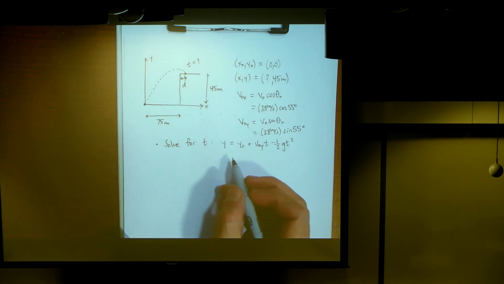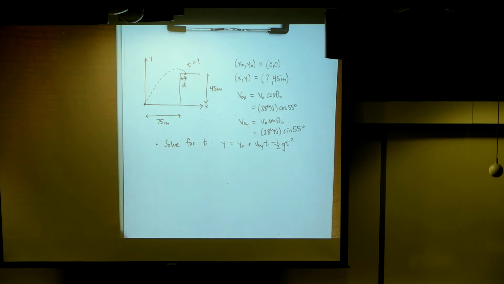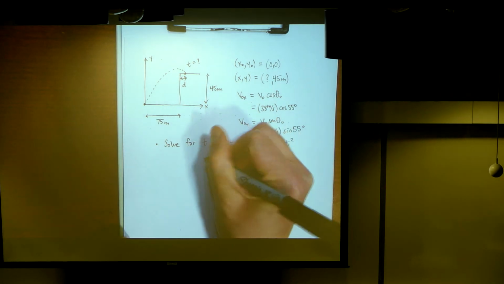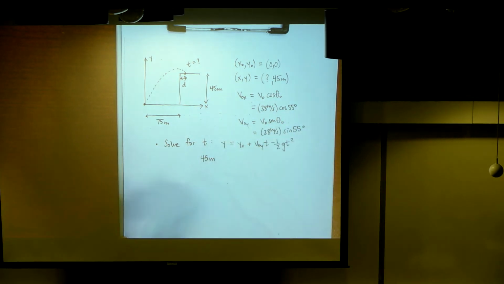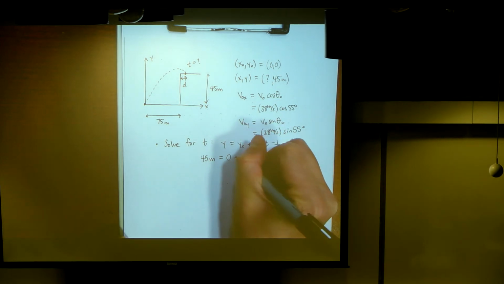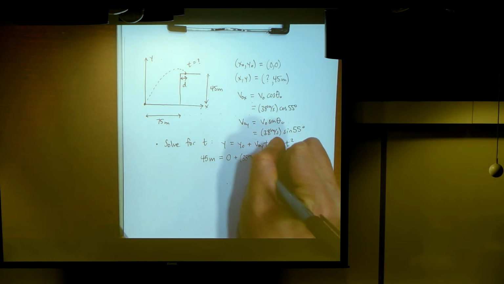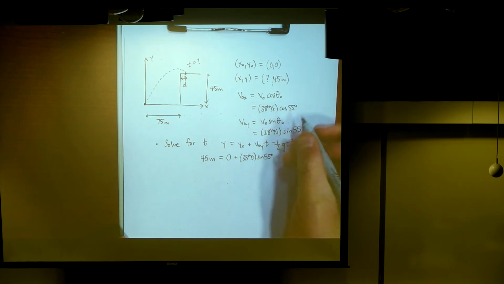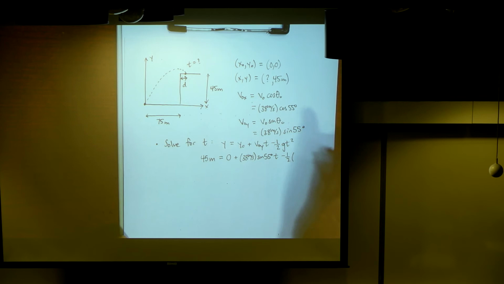So, all right, if we're going to go this route, tell me each variable, what the value is. Okay, so y, what do I put in there? 45. That's 45 meters, because that's our final y position. y naught, what do I put in there? 0. Okay, v naught y, well, we already wrote that down. That's going to be 38 meters per second, sine of 55 degrees, right? That's multiplying t. And then I have minus 1/2 g, which is, what's the value of g? 9.8 meters per second squared, t squared.